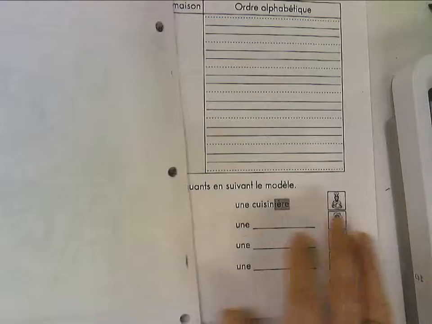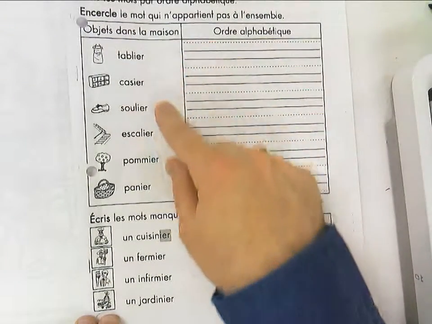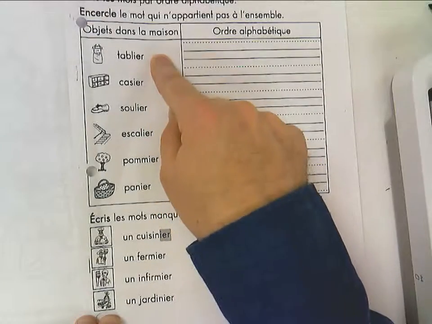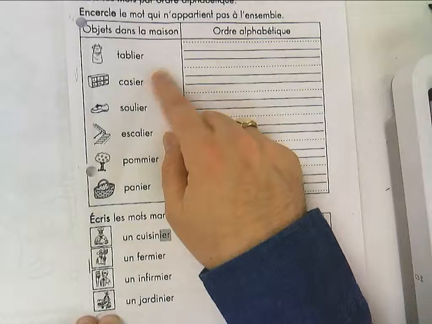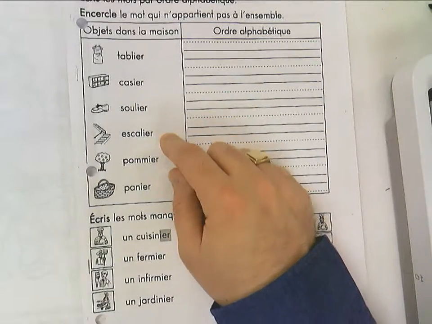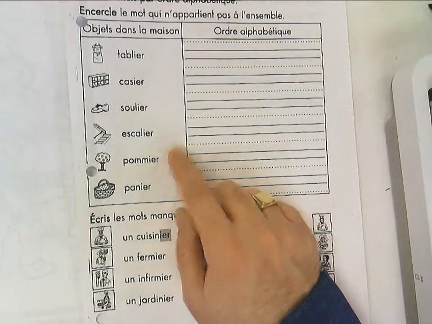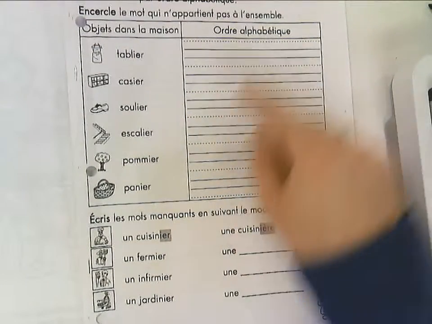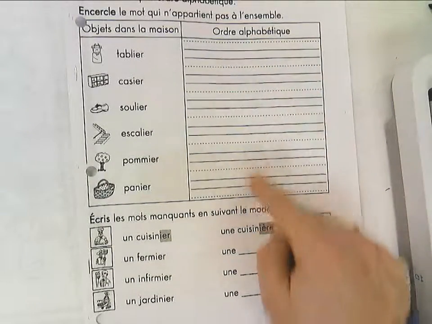Let's take a look at the work for this week. Now the first part of this work is going to give you a list of things that you could find at the house. Un tablier, an apron. Un casier, a mailbox. Un soulier, a shoe. Un escalier, a stair. Un pommier, an apple tree. Un panier, a basket. Write these words in alphabetical order. Which one should you start with?